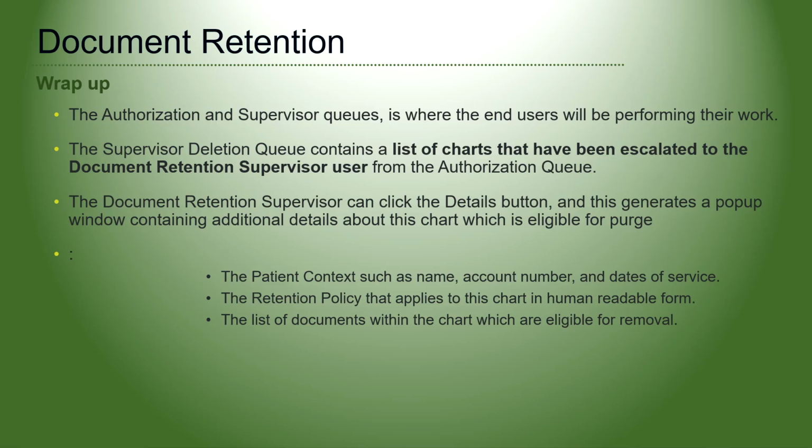The document retention supervisor can click the details button, and this generates a pop-up window containing additional details about this chart, which is eligible for purge. The patient contacts such as name, account number, and dates of service, the retention policy that applies to this chart in human readable form, and the list of documents within the chart which are eligible for removal.